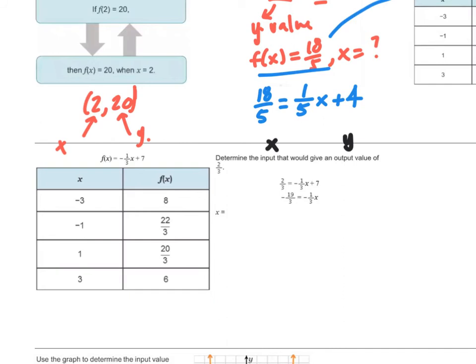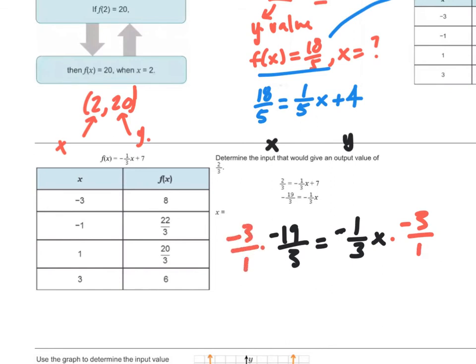But we have this equation, negative 19/3 is equal to negative 1/3 x. If I multiply both sides by negative 3 over 1, flip the fraction, multiply by negative 3 over 1, then we get that x is equal to, now here's what happens. The two negatives make a positive, and the 3's divide out, so you're left with 19 over 1, so x is just equal to 19.